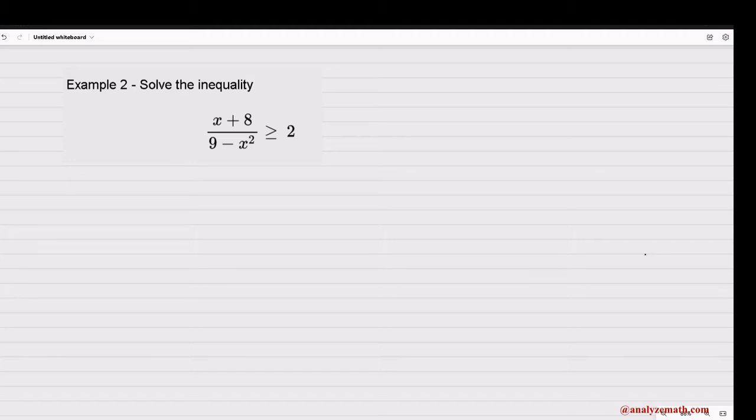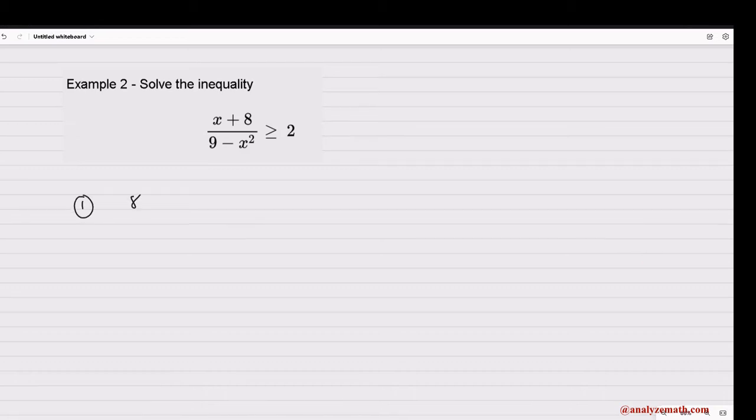Now let's look at example number 2. In example number 2, it's not in standard form, so the first step is to put it in standard form, meaning that the inequality will have 0 on one side. Standard form. So this is very simple to do.